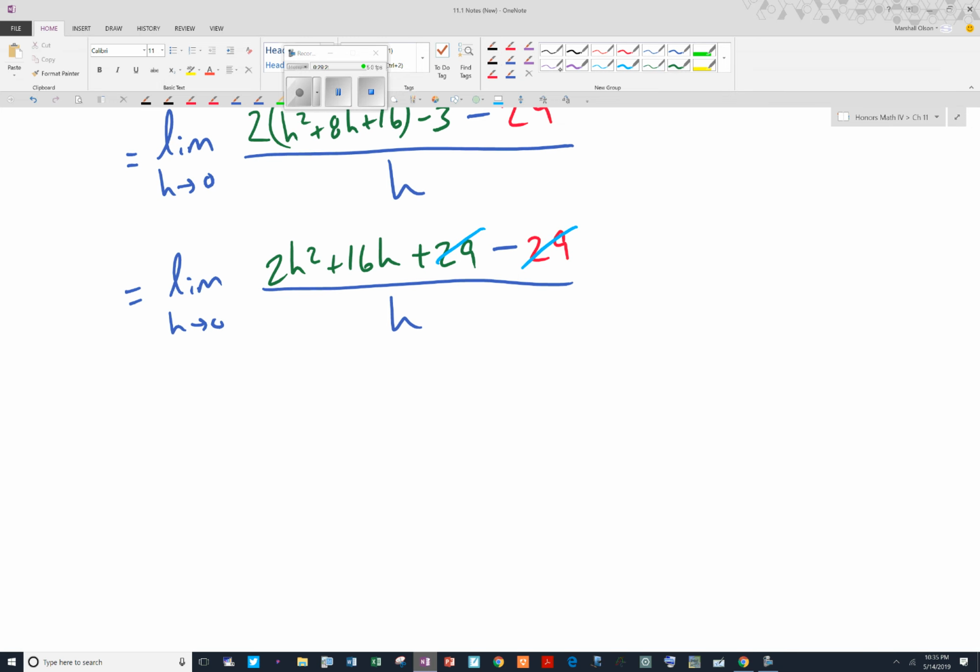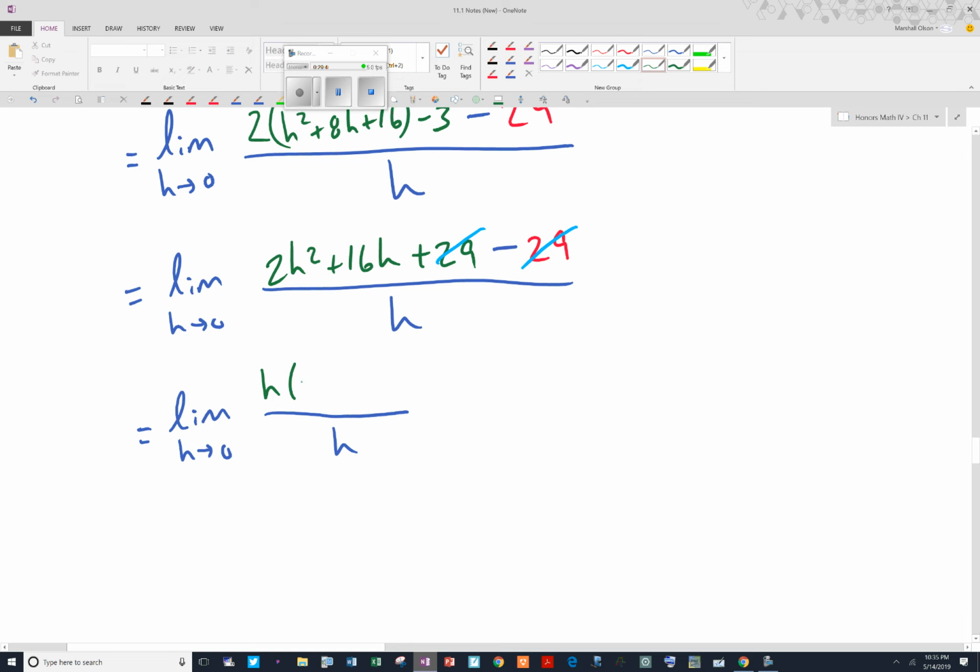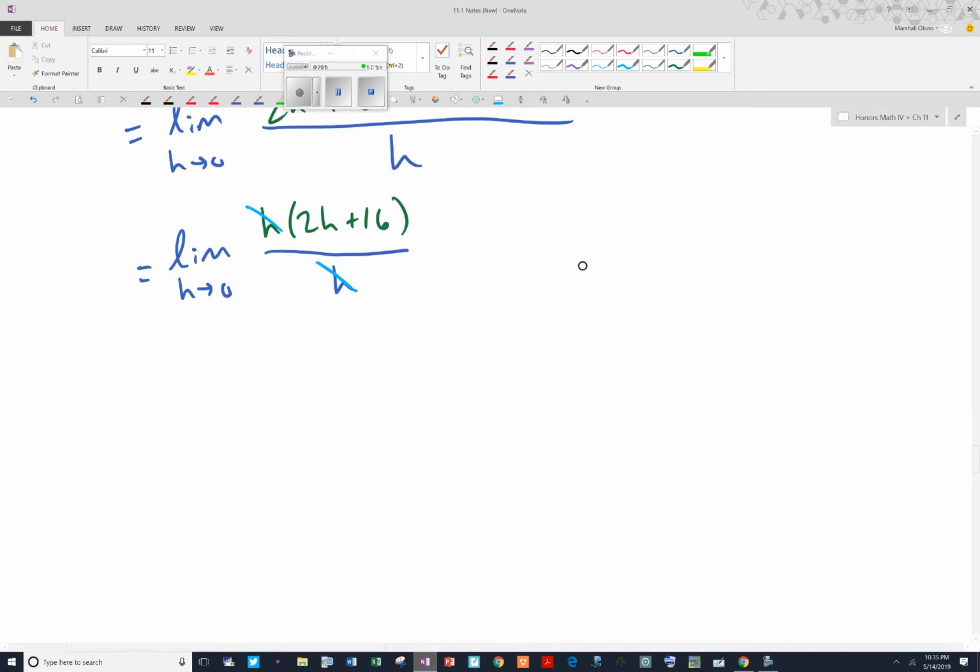In our next step, we're going to do two things at once. Notice that since those 29s cancel out, our two constants cancel, and we have a GCF to pull out. We can pull an h out of the numerator. If we pull an h out of 2h squared plus 16h, we're left with 2h plus 16. Now the h's cancel out, since we don't have an h in the denominator anymore.